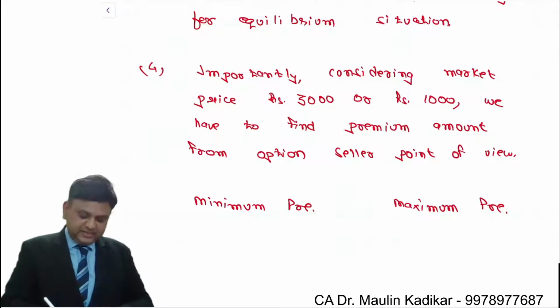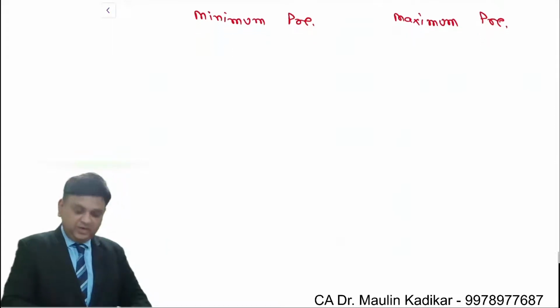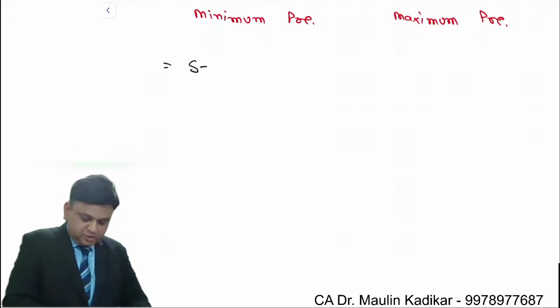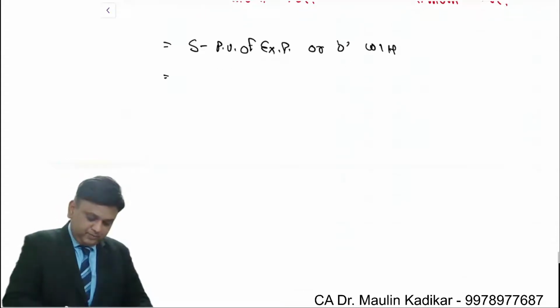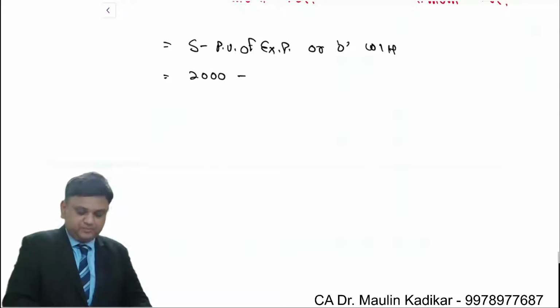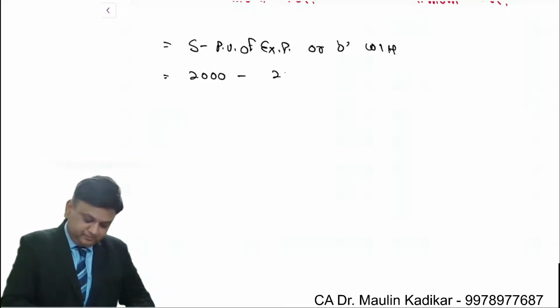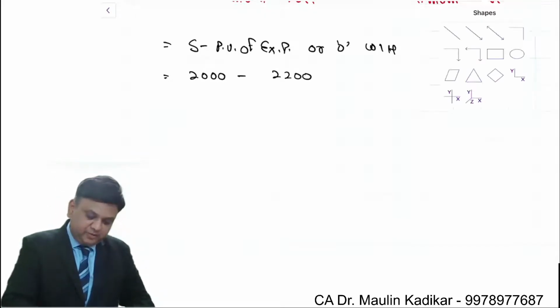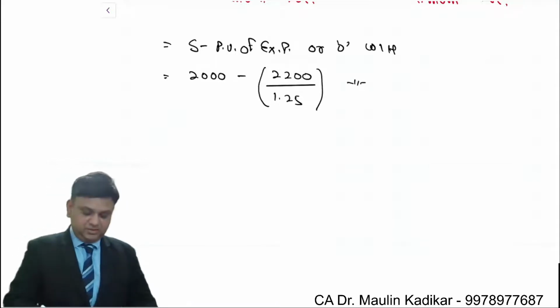Friends, over here we understand like this. As far as the minimum premium is concerned, we already have discussed a point like this. Spot minus present value of exercise price or 0, whichever is higher, is the minimum premium. Spot price of the security is 2000. Exercise price of the option is 2200 divided by 1.25. That is converted in present value term, or 0, whichever is higher.